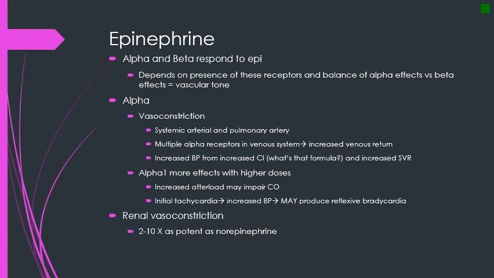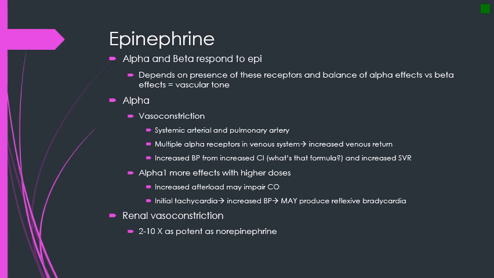It depends on the presence of these receptors and the number of those receptors as far as producing vascular tone. When you get a nice balance, you will get that alpha vasoconstriction as opposed to that beta vasodilation. So you will get an increase in your heart rate as well as vasoconstrictive effects in your vascular bed.